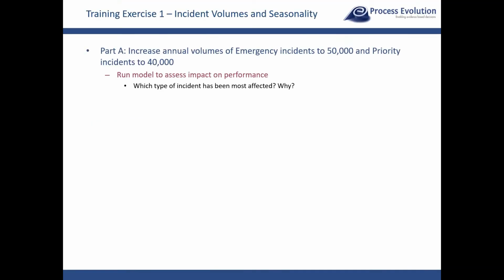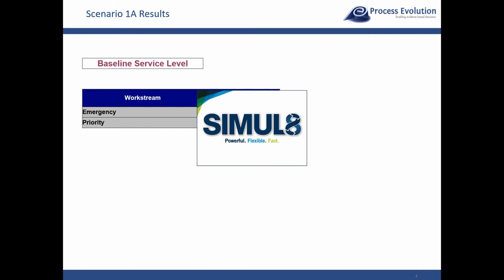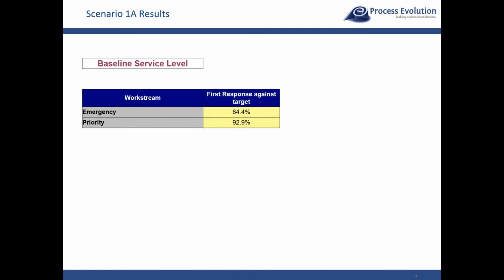We'll jump back to our presentation. When we looked at the baseline service level, which can be found in the reports targets section of the baseline model, we saw that the baseline had an emergency performance for first response against target of 84.4, while the priority score was at 92.9. We've started to run the model for exercise 1A, and then we want to compare the performance to understand what has actually happened.